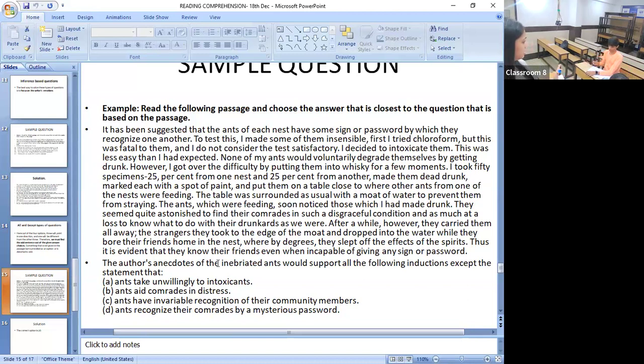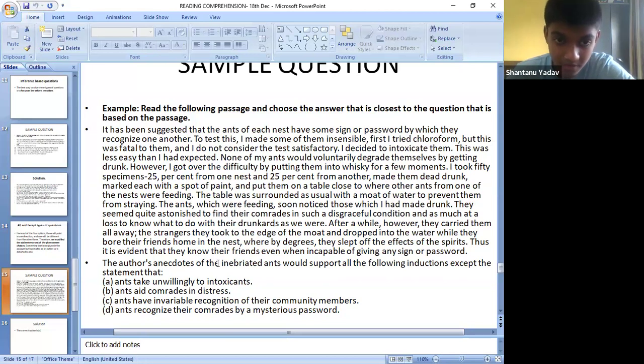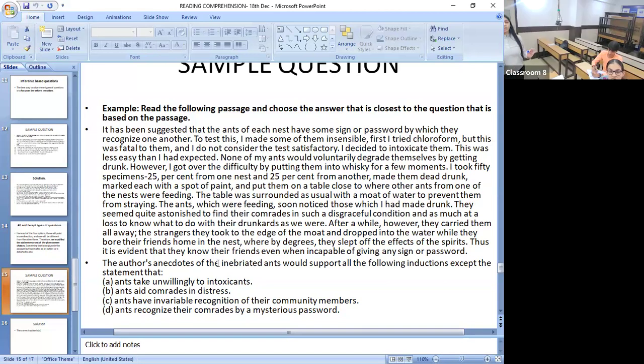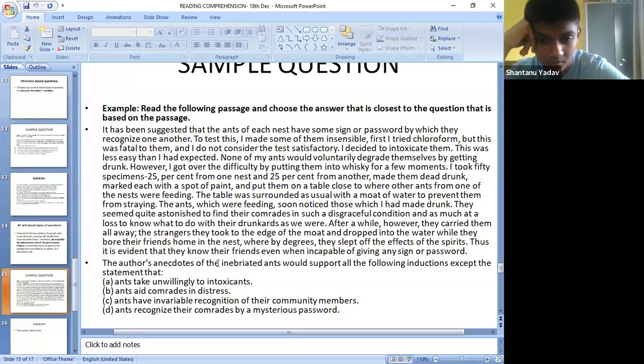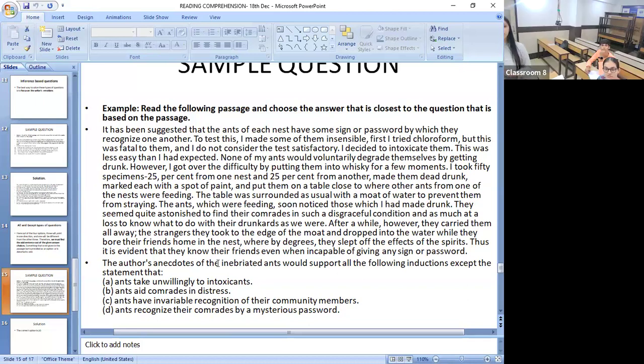Do we all agree with this? Yes, ma'am, eliminate. Let's go with B: ants aid comrades in distress. Can you find out? After a while, however, they carried them all, maybe strangers. That time they were helping. Okay, can we eliminate B? Yes. Okay, third, C.